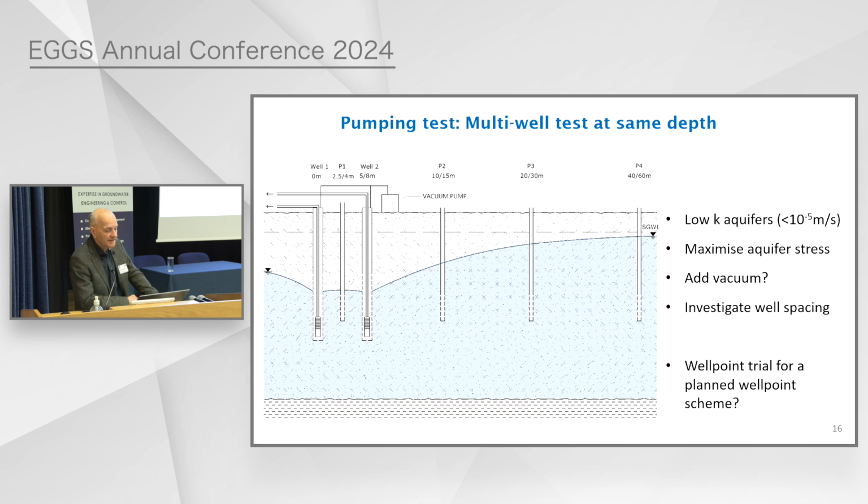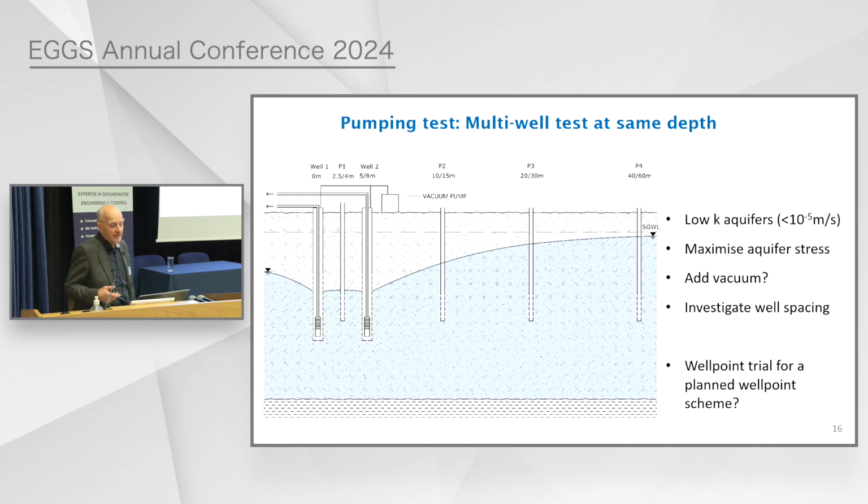So this kind of test is appropriate in low permeability aquifers. And what we're trying to do is really just maximize the stress that we put the aquifer under so we get something we can measure. Adding a vacuum, as Martin said, we really want to know what that does. We can investigate the well spacing because we can turn on the wells sequentially in the course of the test. That gives us some useful information.